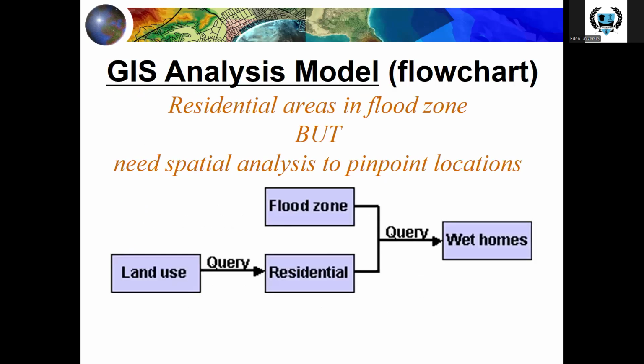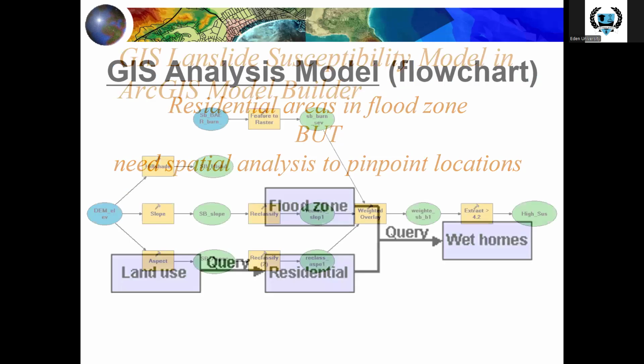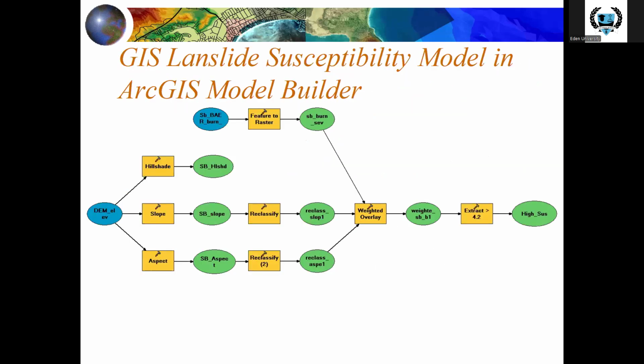GIS analysis model, which is a flowchart. So residential area in a flood zone, but it needs spatial analysis to pinpoint locations, for example the flood zone. So land use, there's a query there, residential, flood zone, we have queries, and that takes us to wet homes. GIS landslide susceptibility model in ArcGIS.